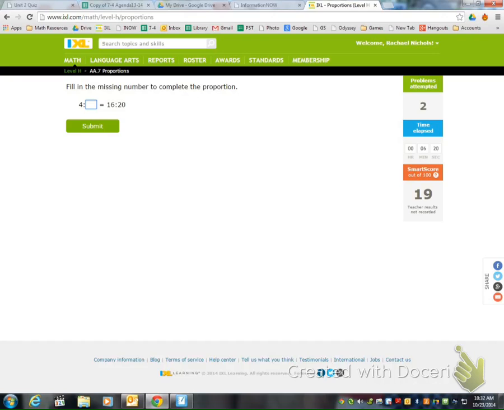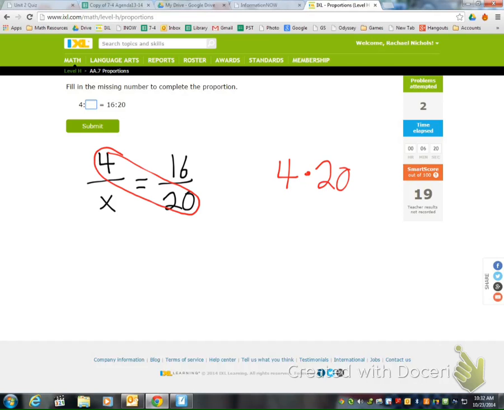So for this one, now this one's not written as a fraction, so if you want to write it as a fraction first, 4 over x equals 16 over 20. So now, which two numbers need to be multiplied? Darius? 4 and 20, because those are the two that are across from each other. And then what else do I need to do? Justin? Divide by 16. Divide by 16. Times 20. So, 4 times 20 is 80, and 80 divided by 16 is 5. 5. Good.